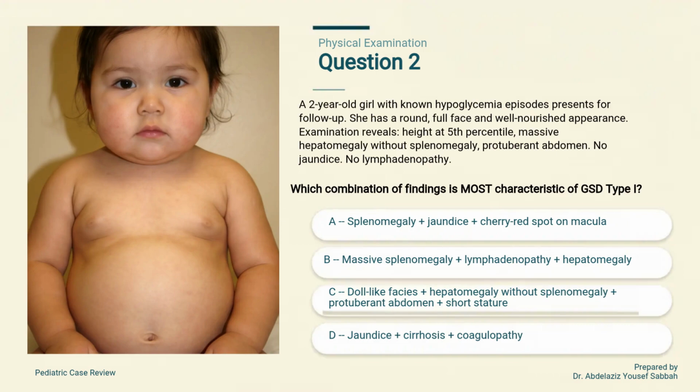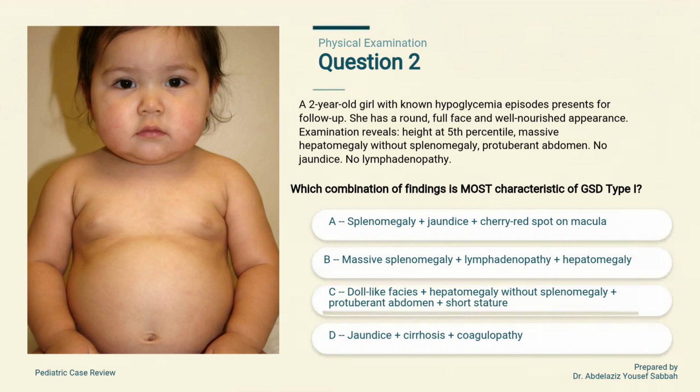Question 2. A 2-year-old girl with known hypoglycemia episodes presents for follow-up. She has a round, full face and a well-nourished appearance. Examination reveals height at the 5th percentile, massive hepatomegaly without splenomegaly, and a protuberant abdomen. There is no jaundice and no lymphadenopathy. Which combination of findings is most characteristic of Glycogen Storage Disease Type 1?